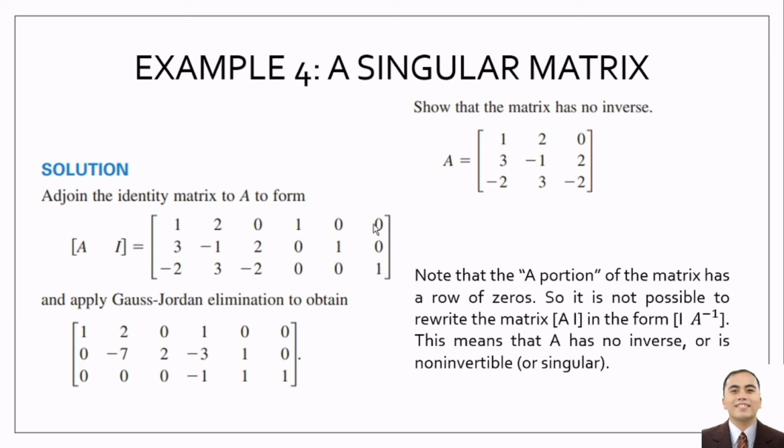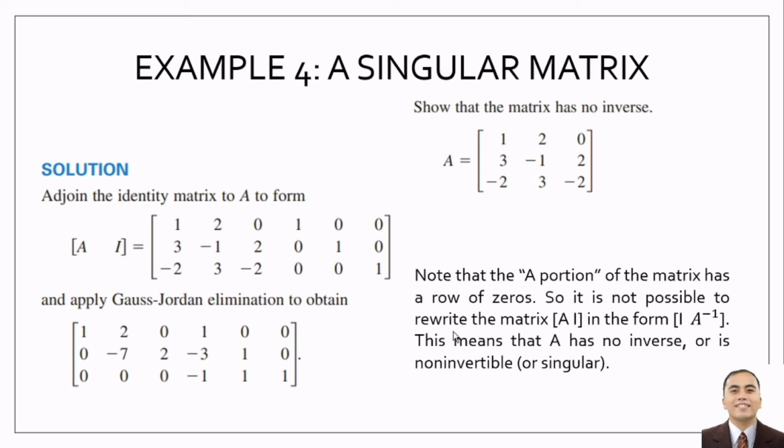0, 1. So applying Gauss-Jordan elimination, we obtain 1, 2, 0, 1, 0, 0, 0, negative 7, 2, negative 3, 1, 0, 0, 0, 0, negative 1, 1, and 1. So note that a portion of the matrix has a row of zeros. So it is not possible to rewrite this one.